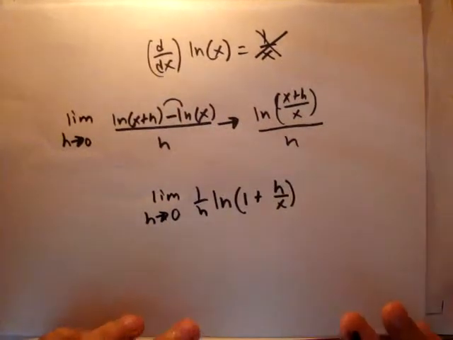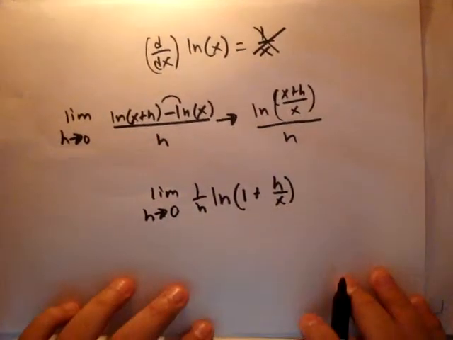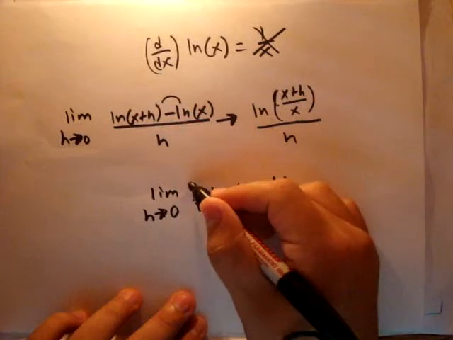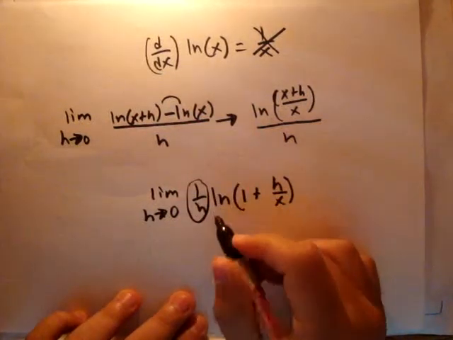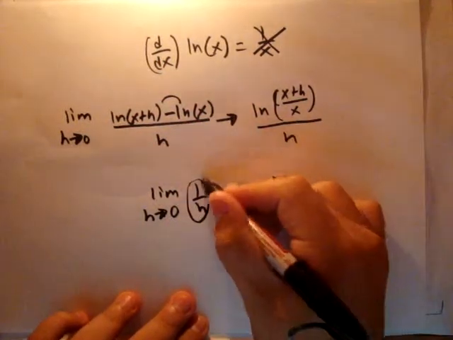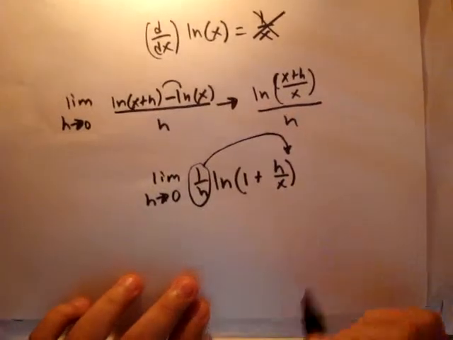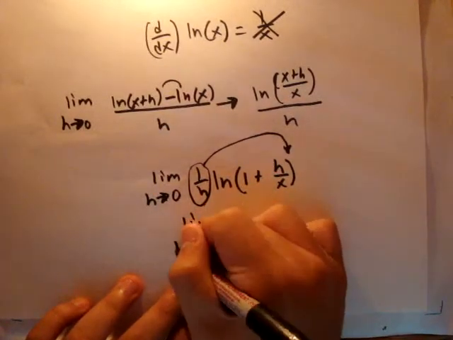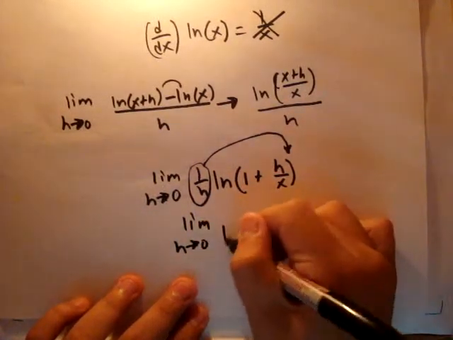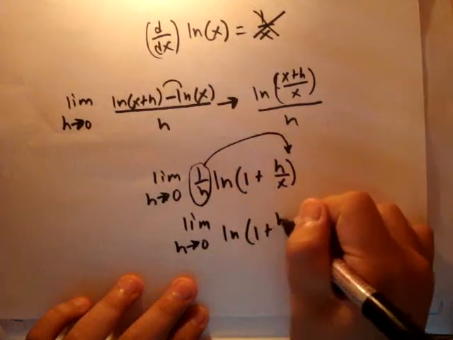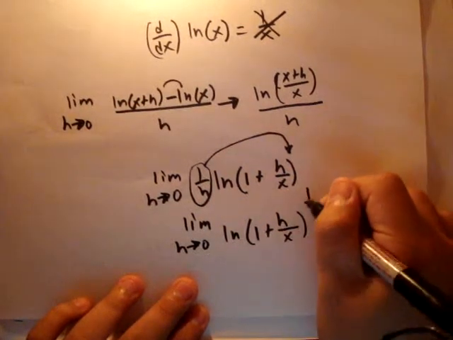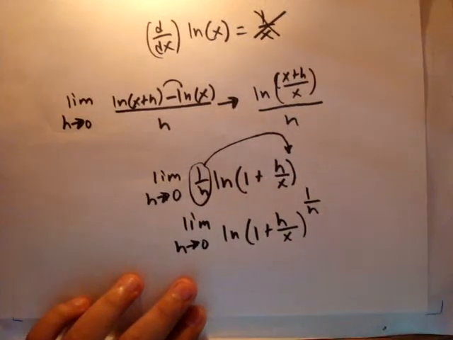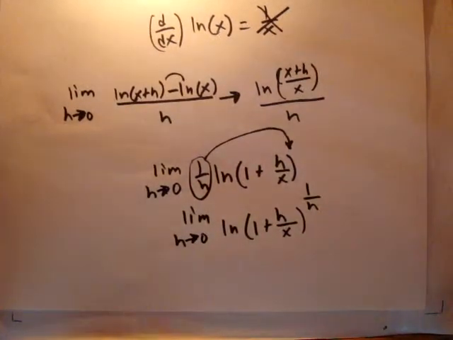Okay, good. Now there's another important log rule, and the property states that whatever is in front, the coefficient in front of the log, can be brought into the power. So here we can write the limit as h approaches 0 of ln of (1 plus h over x) to the 1 over h power. Okay, now this is the most critical part.